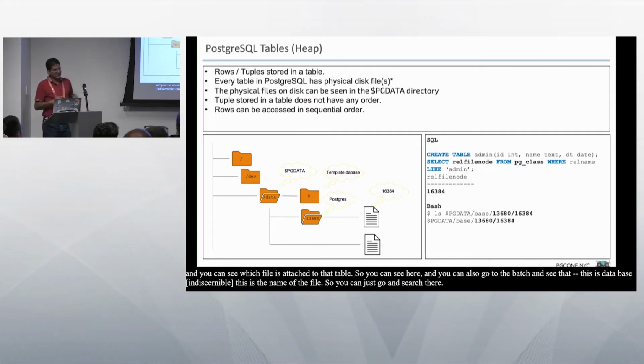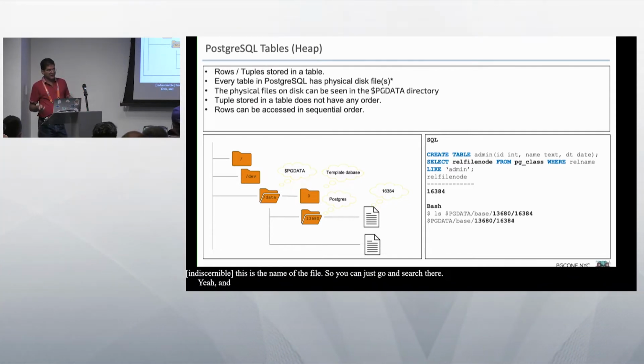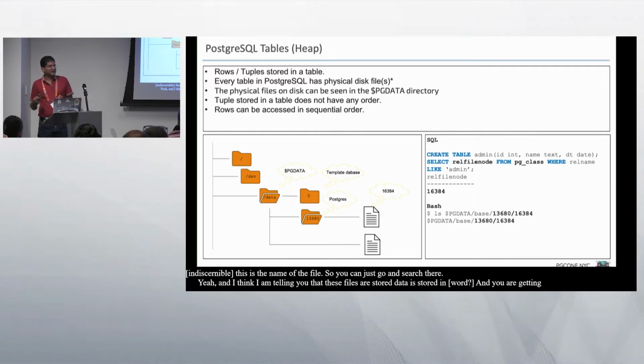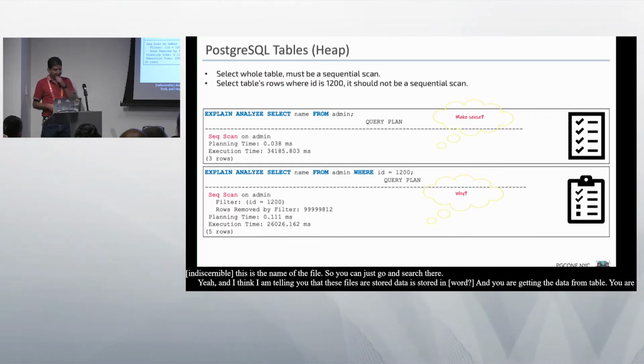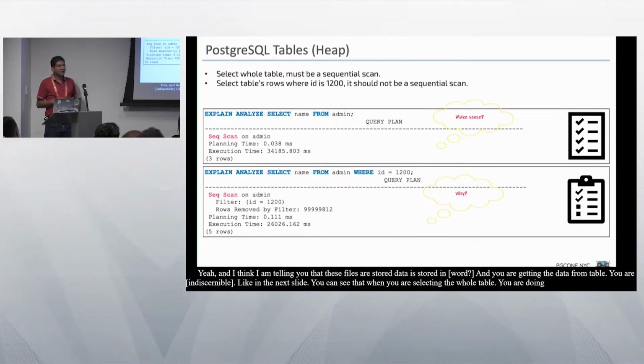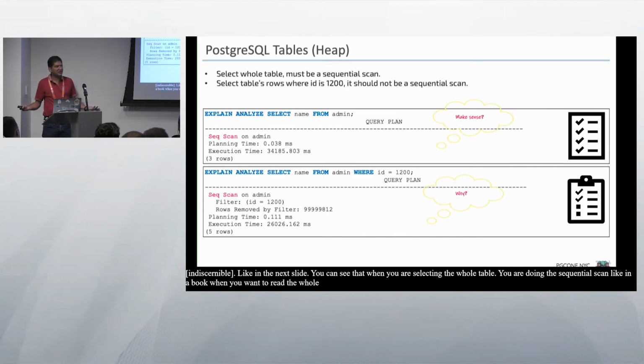The other thing, why I'm telling you that these files are stored, is that the data is stored in a sequential order. When you are getting the data from a table, you are reading the data sequentially. Like in the next slide, you can see that when you are selecting the whole table, you are doing a sequential scan. Like in a book, whenever you want to read a whole book, it makes sense to start reading from page number 1 to page number X. That's called a sequential scan, and that makes sense.